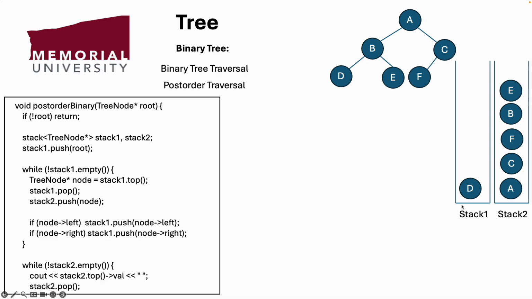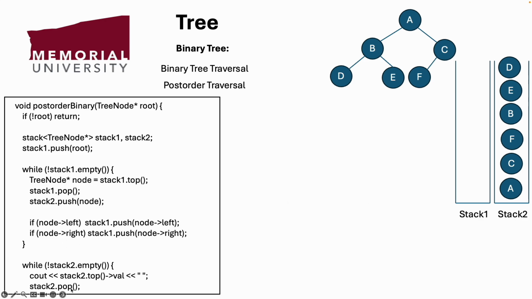So stack 1 is still not empty, and the while loop keeps going. The node is going to point to node D now, so node D is going to be popped up and then pushed into stack 2. Node D is also a leaf node, so it doesn't have any children, and this 2 length code is not applied for node D. Let's check stack 1. Now stack 1 is empty, and this while loop is complete.